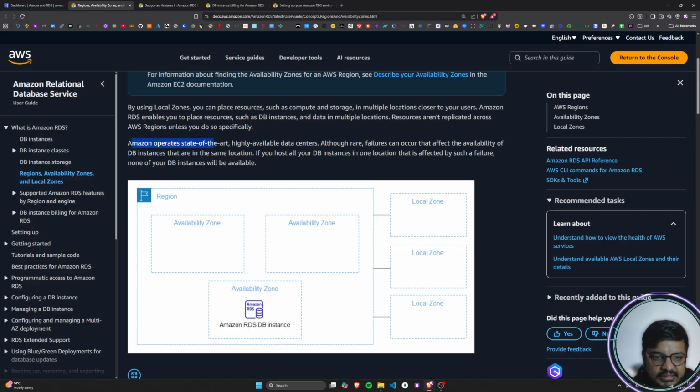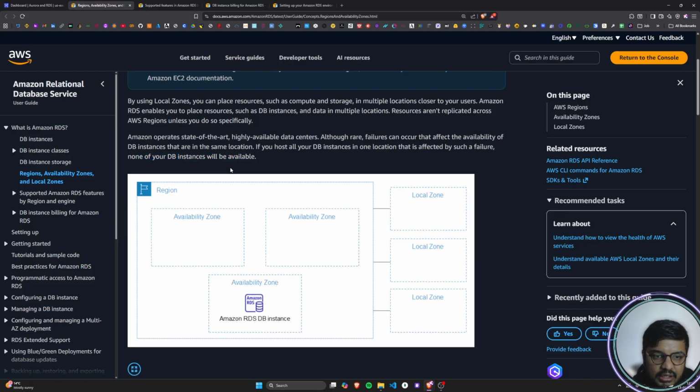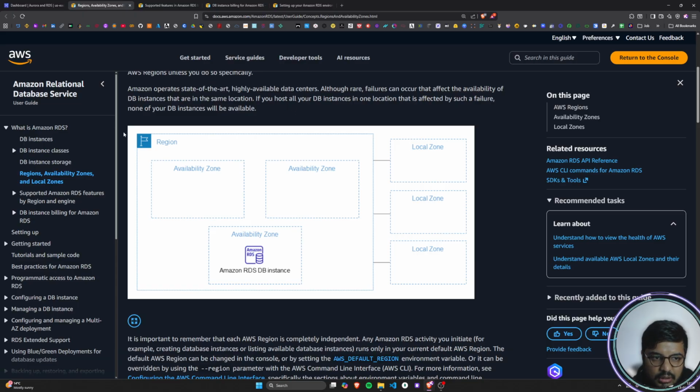So Amazon operates state of the art, highly available data centers. Although rare, failures can occur that affect the availability of DB instances that are in the same location. If you host all your DB instances in one location that is affected by such a failure, none of the DB instances will be available. That's exactly what we discussed right now. So let's suppose you have launched all your instances in the same region. Let's suppose this is US.